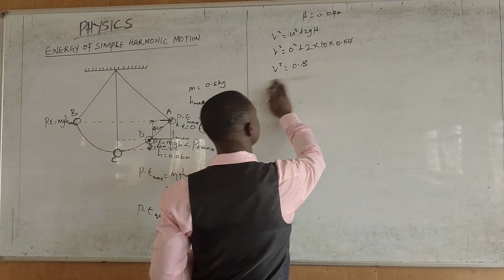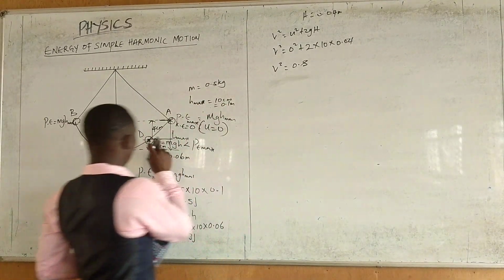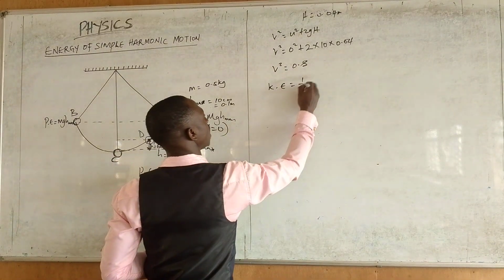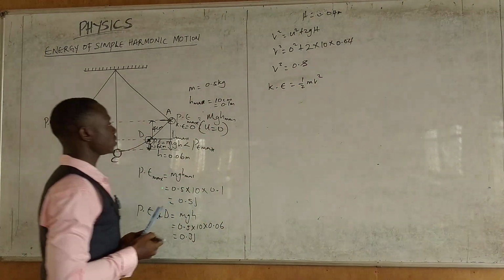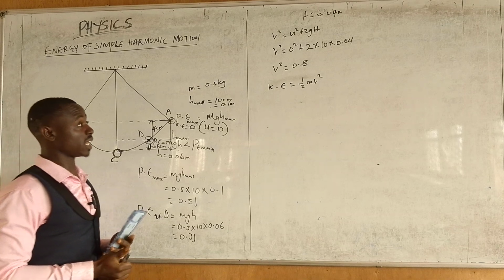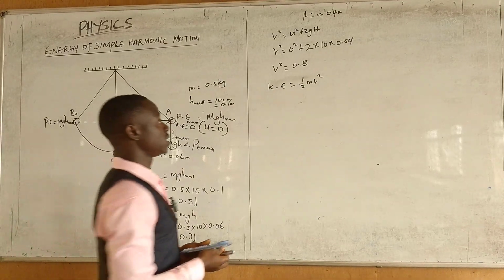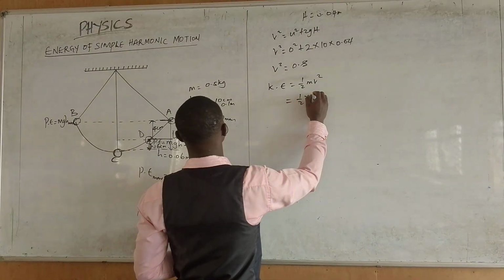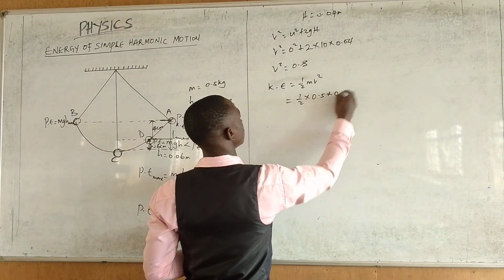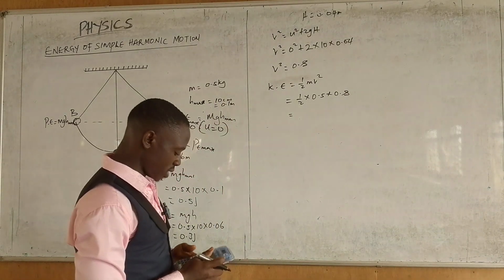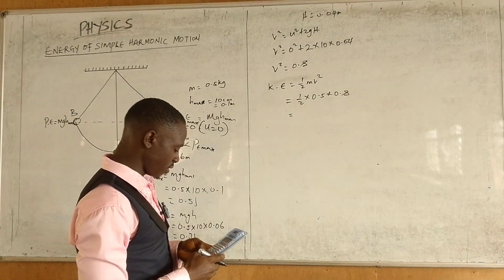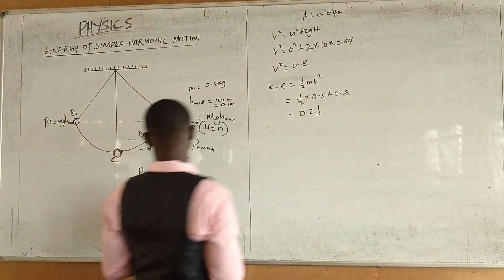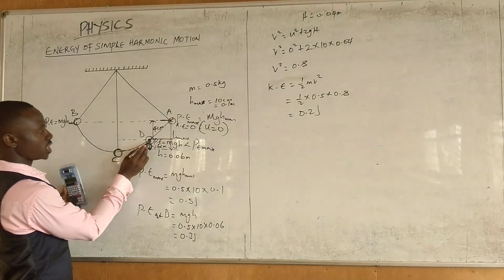Or let's leave it this way. Now what's our KE at point D? KE will be equal to half mv square. Kinetic energy is the energy possessed by a body by virtue of its motion. That's half times the mass, 0.5, times 0.8. So 0.8 times 0.5 times 0.5. That's 0.2 joule.